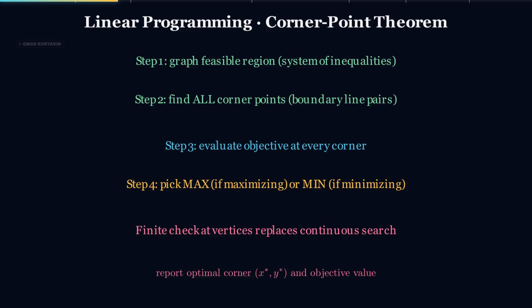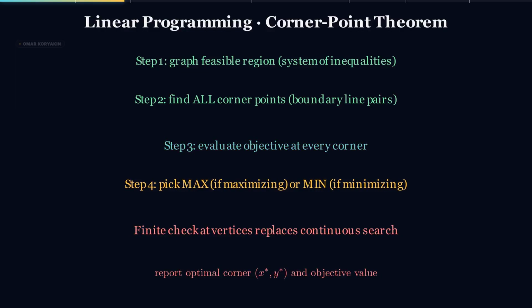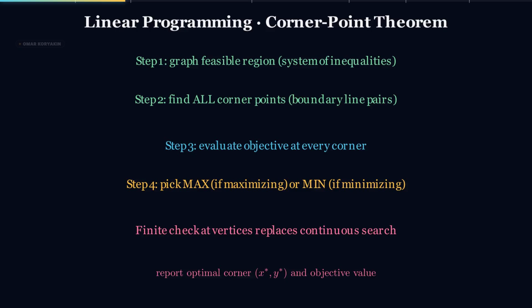Step 3 is evaluate. Compute the objective function value at every corner point. Plug each corner's coordinates into the objective expression and simplify to a number. The list of objective values, 1 per corner, is the candidate set of optimal values, and the actual optimum is one of them by the corner point theorem.